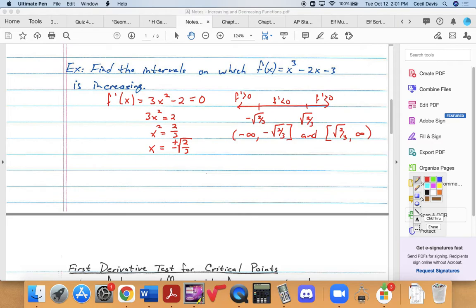Again, if you were asked, sorry? Why are negative and positive square root of 2/3 included in it, if it's 0 at those points? Right, but we don't care at that point, right? It's on the interval. So what's going to happen is it's going to increase up to that point, and then your graph is going to start going back down. Or if it was going down, it'll go back up. Okay? All right.